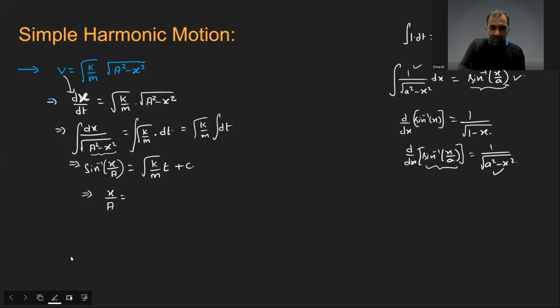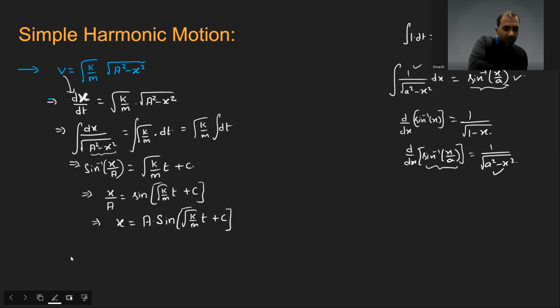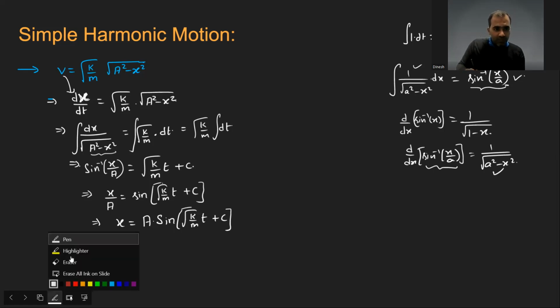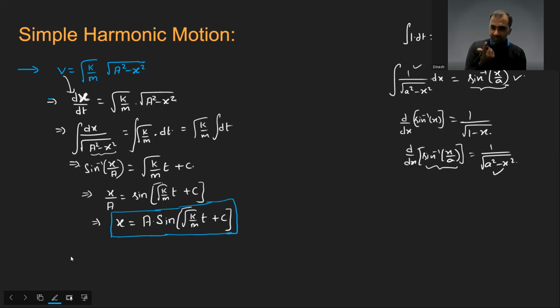x by a is equal to sine inverse. I'm sending it onto the other side. I'm writing it as sine of root of k by m into t plus c. See, there is no confusion. It's the easy part. x equals a into sine of root of k by m into t plus constant. So what did we get now? We got a beautiful relation between displacement at any point with respect to time. You have pressed and left it. After 1 second, it is at some position. After 2 seconds, it is at some other position. At every point of time, at what position is it, at what displacement is it? That we can find using this relation.